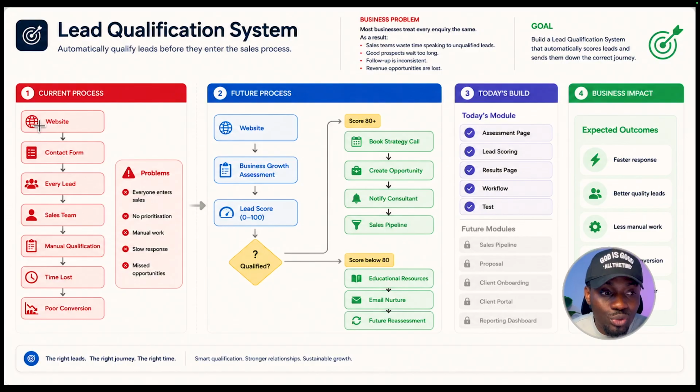The old way of doing it is website, contact form, every lead sale. No, we don't want to do that. What we want to do is, on the website, we want people to be able to take an assessment, and we would only speak to the qualified ones. The ones that are not qualified, we keep nurturing them, and then we know when it's time for the other leads to retake the assessment. As a result of this, we're going to get faster response, better quality, less manual work, and higher conversions.